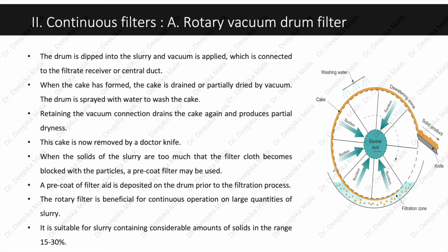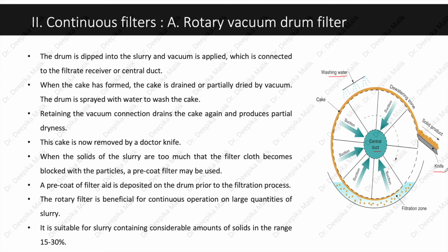When the cake has formed, the cake is drained or partially dried by vacuum. The drum is sprayed with water to wash the cake. Retaining the vacuum connection drains the cake again and produces partial dryness. This cake is now removed by a doctor knife.